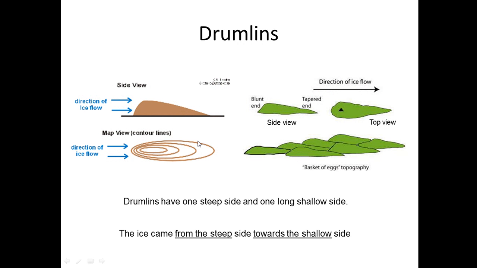If we looked at that in a topographic map style, we'd have a steep side here where the lines are close together, and a shallow side over here where the lines are farther apart. The direction of the ice flow is always from the steep side towards the shallow side. So it came from the steep side and it's going towards the shallow side. We could see that in this picture here as well. We have this blunt end or this sharp side, and then this tapered end, the shallow side, and the ice is going in this direction.